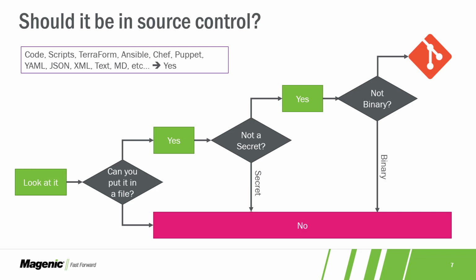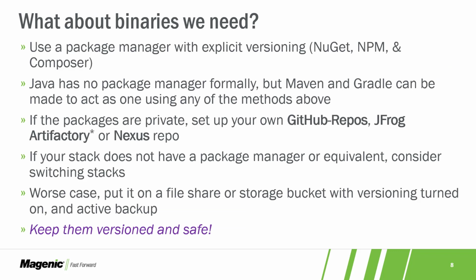But if you do have other kinds of binaries, especially libraries, then you should use a package manager like NuGet, NPM, Composer. There's no package manager in Java really, although functionally Maven and Gradle will act as package managers. I'll point out that there are plenty of good binary managers out there, right? GitHub repos is currently in beta. By the time you see this video, it'll probably be in production. JFrog Artifactory and Nexus are both excellent repos. And they're available as software as a service from a lot of different folks.